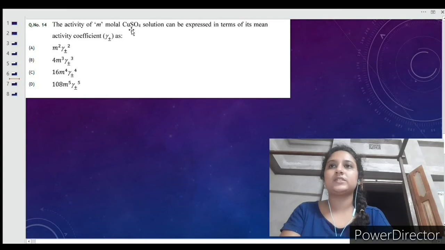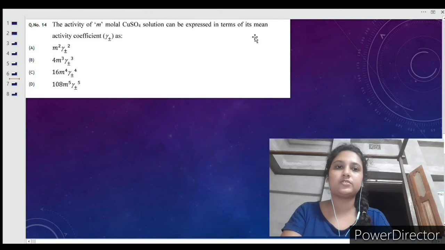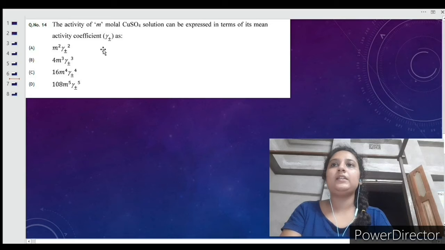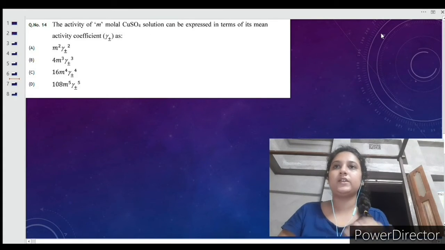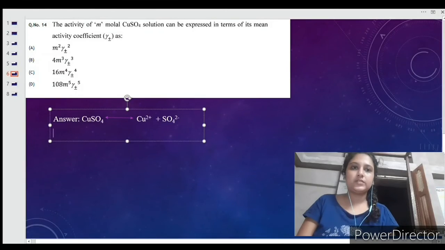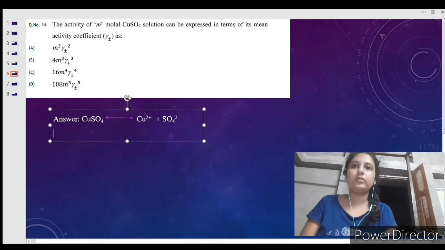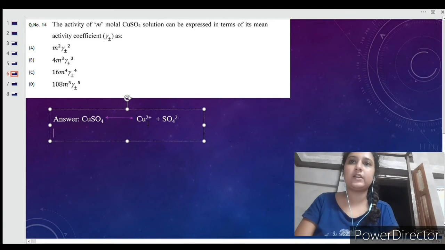Now the third question. Here the molality of the copper sulfate solution is given and you have to express it in terms of the mean activity coefficient. Now this is a very easy question. CuSO4 in solution will dissociate in this manner, into Cu2 plus and SO4 2 minus.